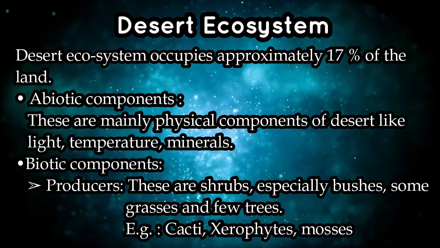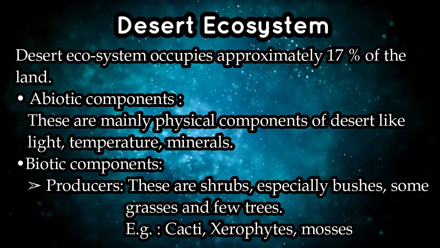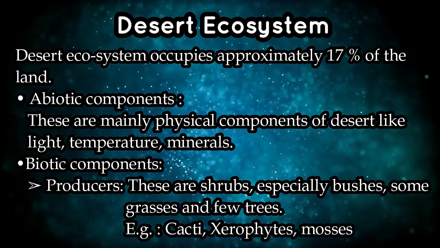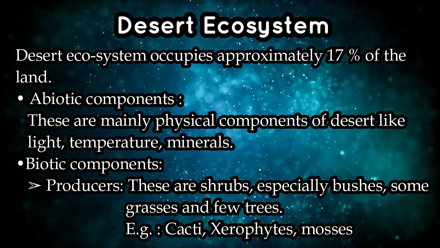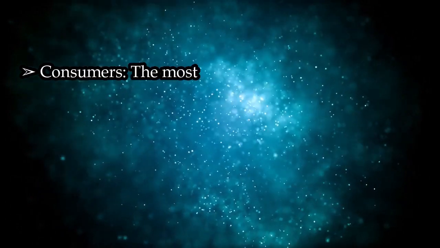Okay, now we need to move to the biotic components. Now what biotic component means, that we have already seen in our previous lecture, that biotic component means all the living beings that are present around us. Now these living beings can be of three types.